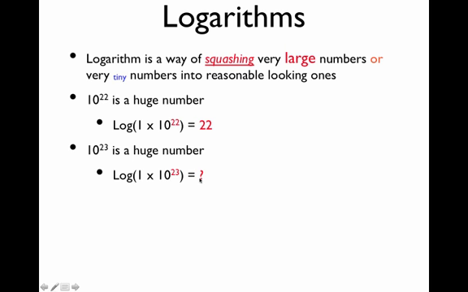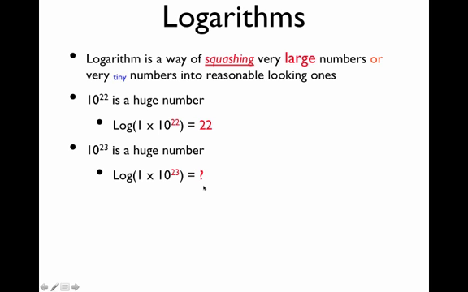And that turns out to be true for any number when the form of the number is 1 times 10 to the whatever. If you have 1 times 10 to the something, the logarithm of that is just going to be the something. So log of 1 times 10 to the 22 is 22. Log of 1 times 10 to the 23 is 23.